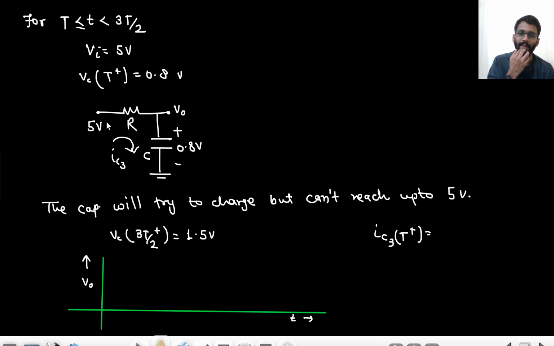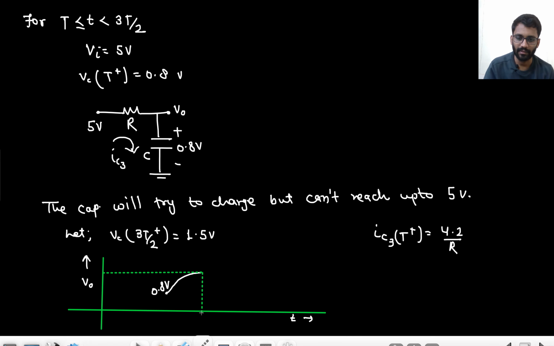What is the value of current? 5 minus 0.8 by R. So 4.2 by R current. Initially when the circuit is starting, the current is 4.2 by R, right? And now it is charging from 0.8 volt to some voltage. It will charge to some value that would be 1.5, 1.6, that we don't know. But let's just assume it is charged to 1.5 volt.